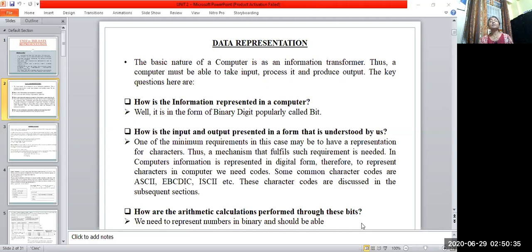But here I am only going to explain the main 4 number systems: the decimal number system, binary number system, octal number system, and hexadecimal number system. Why? Because we have only considered these number systems to represent data in the computer. So I am only going to explain these 4 number systems.